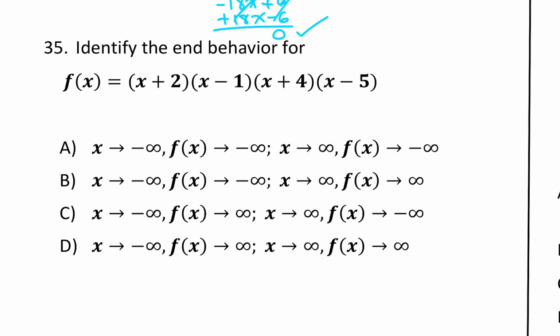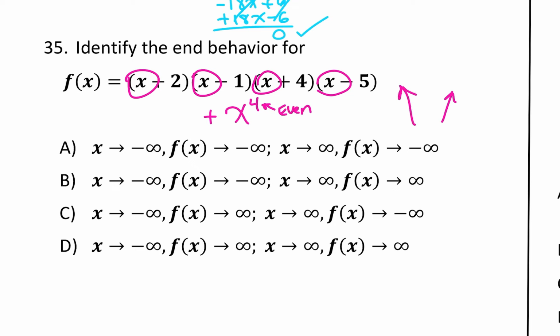35 asks us to identify the end behavior of the function. Well, the end behavior is based off the exponent and the sign of the leading term. Ultimately, I'm going to have to FOIL this all together, but you don't really have to. All we care about is if I multiply x and x and x and x, I'm going to end up with positive x to the 4th. So I know it's positive, meaning it should go up on the right side, and I know that it's even, so the left side should copy it, so it should go up on the left side. So I need two infinities.